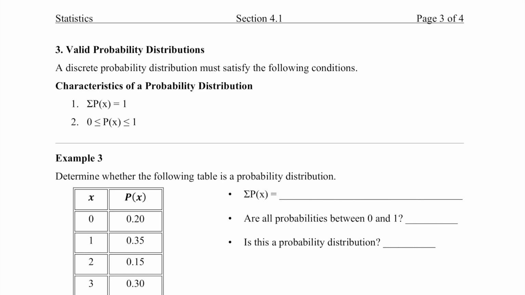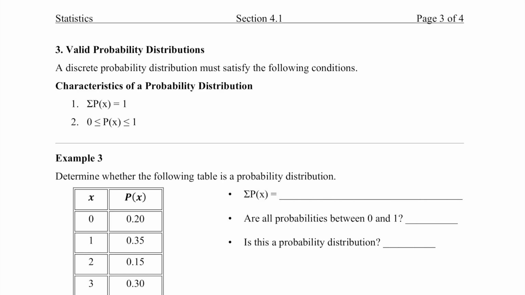Not every table of numbers represents a valid probability distribution. A discrete probability distribution must satisfy two conditions. First, the sum of all probabilities must equal 1. Why does it make sense? Because the table should account for all possible outcomes. If we add the probabilities of every possible outcome, we should get a total probability of 100%, which is equal to 1.